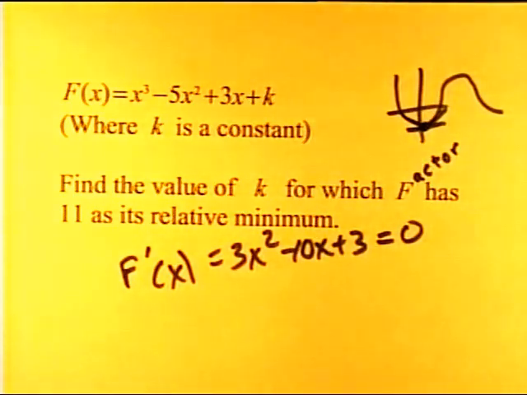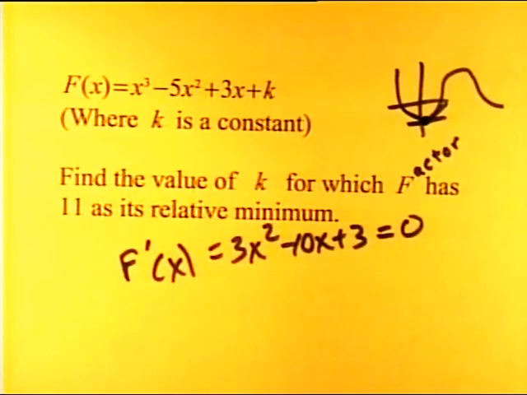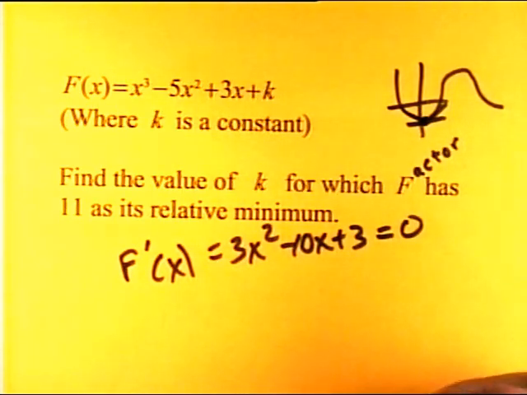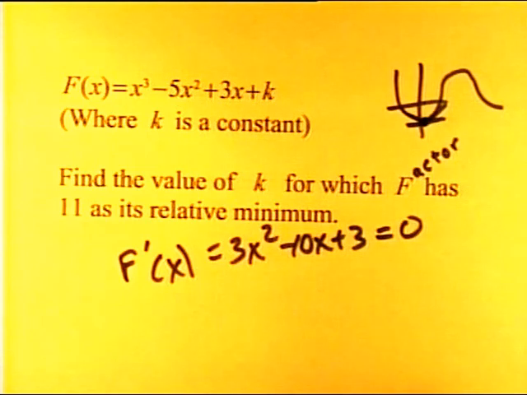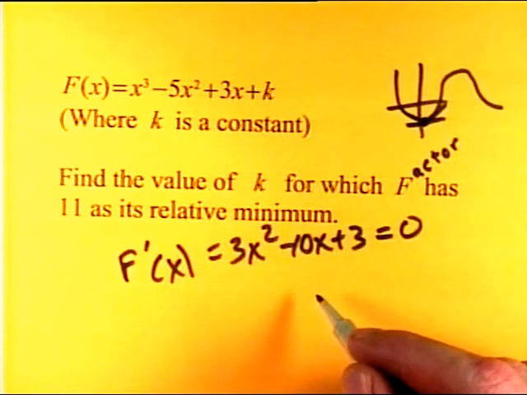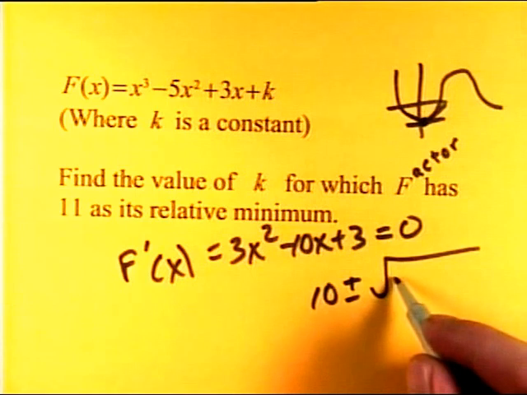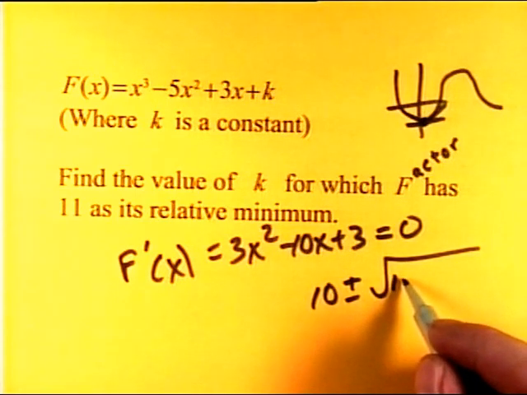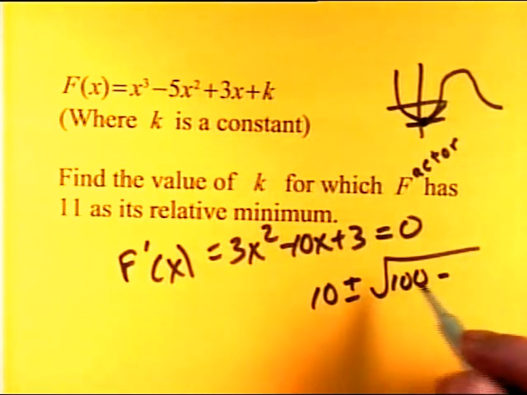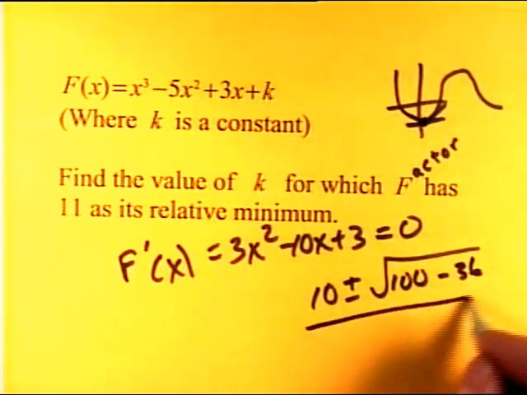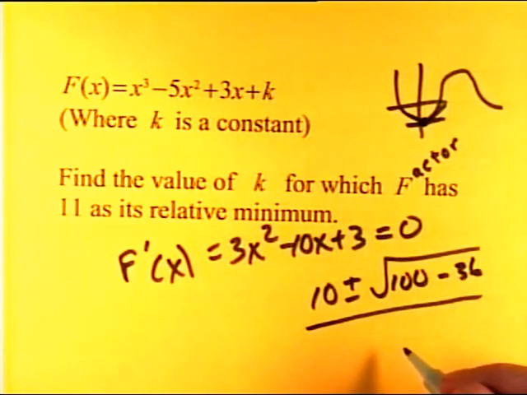You can use the quadratic formula or you can factor. Which one do you want to use? Factor out x. No, you cannot factor out x. You want to use the quadratic formula? Sure. So what's the quadratic formula? The opposite of b, which is 10, plus or minus the square root of 100 minus 4 times 9, which is 36. So 10 plus or minus 6 over 6.